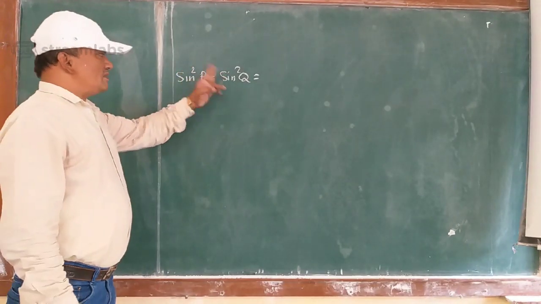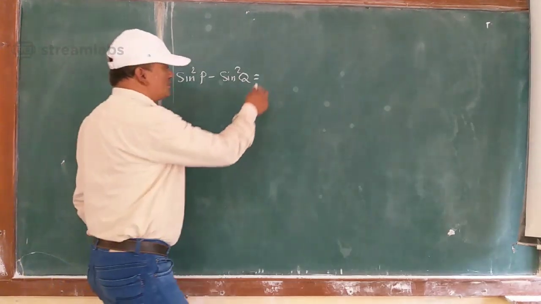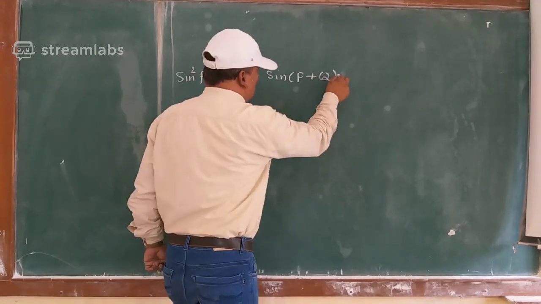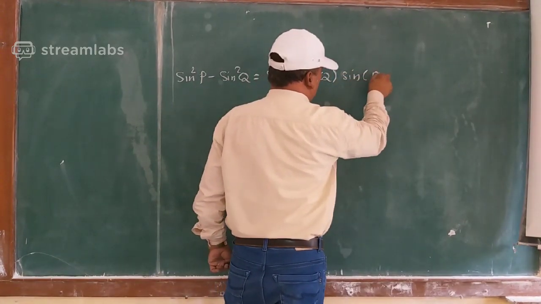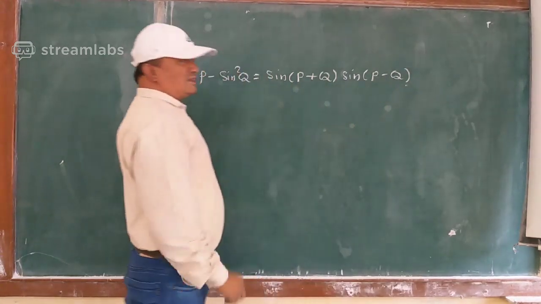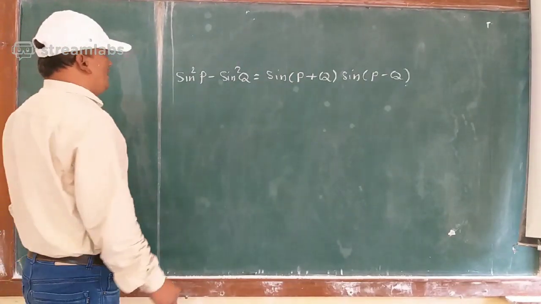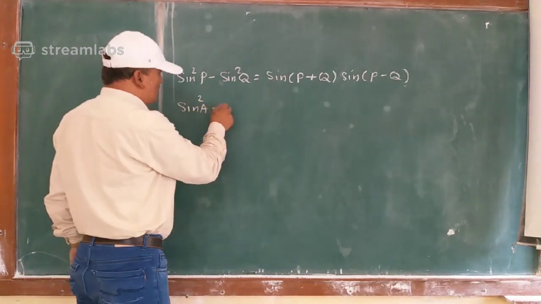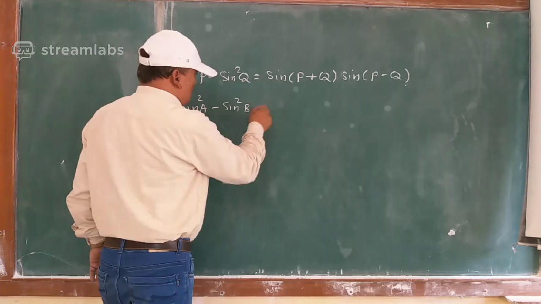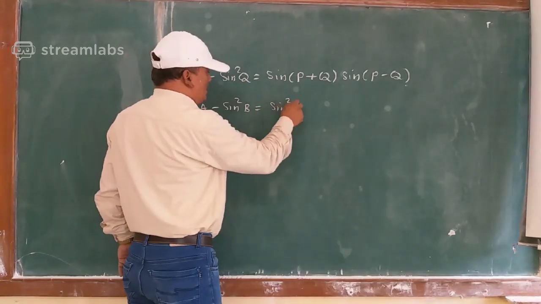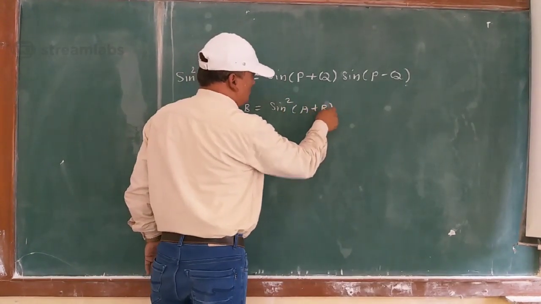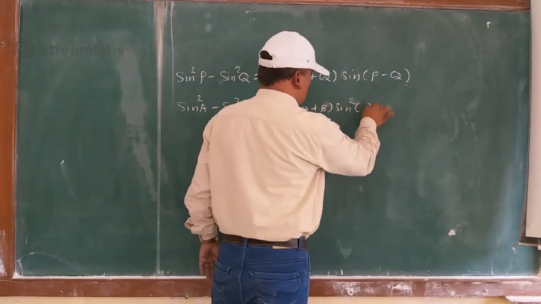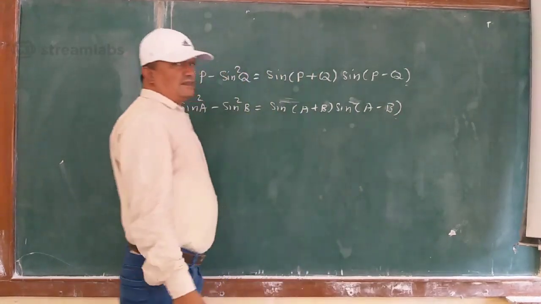Sine square of p minus sine square of q, the answer is the trigonometric formula sin of p plus q sin of p minus q. Remember, this is a very important formula. So if you have in any problem sin square a minus sin square b, then the answer is sin of a plus b sin of a minus b.